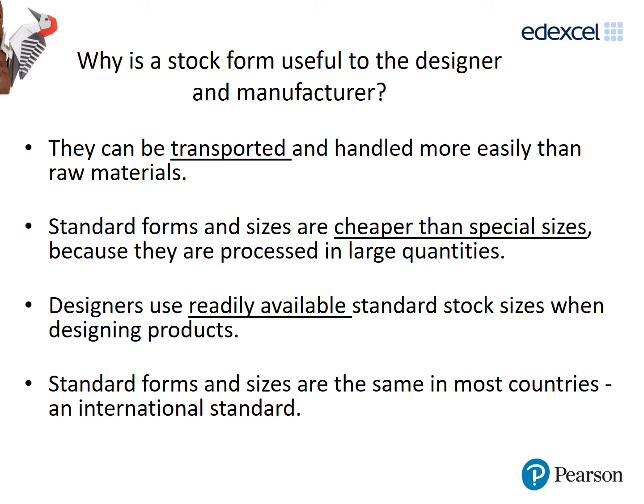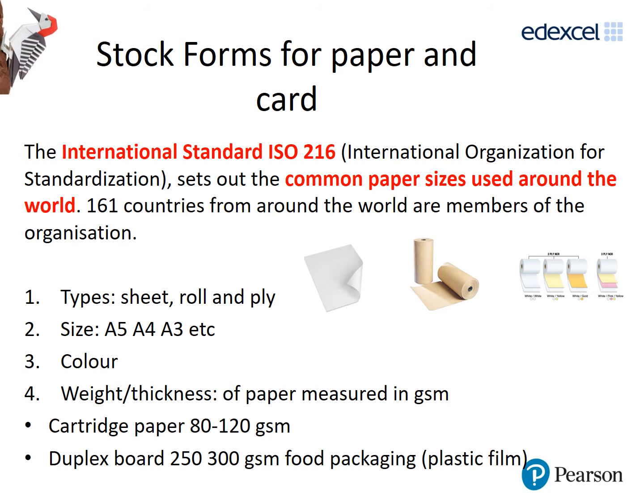And they're the same in most countries, so that means we have an international standard, so you can order from across the world and it will be the same size. When we're talking about stock form for papers and card, the common stock forms that come in, for example, might be the types, so like sheet, roll or ply. Sheet's the most standard that we use within school, but roll is when we're talking about large printing runs. They would buy it on a roll and then it just gets cut as it goes down.